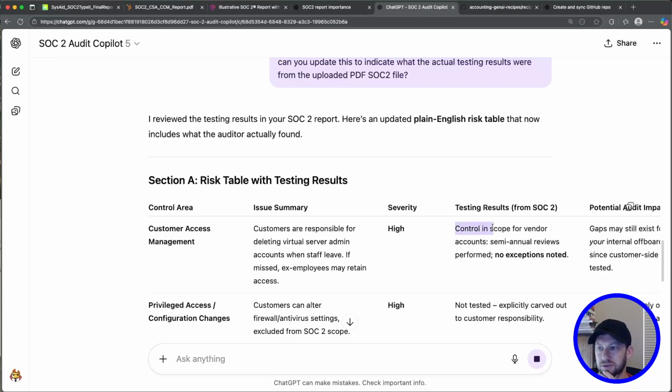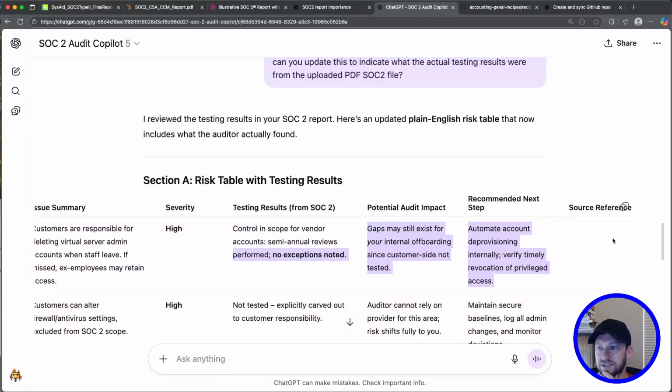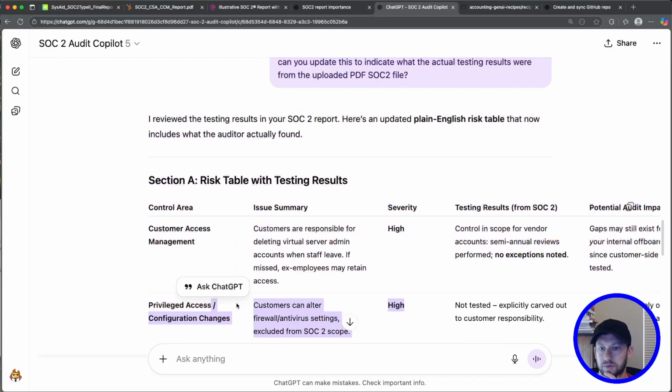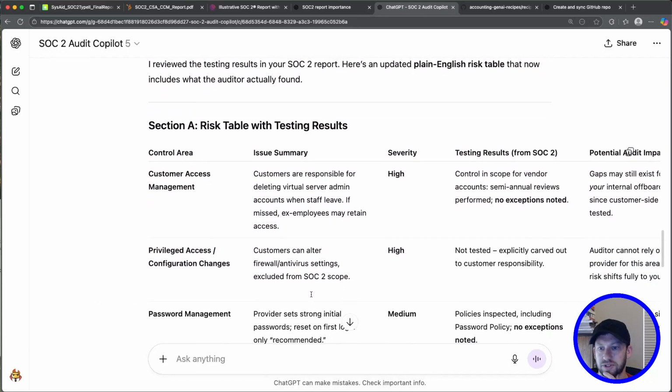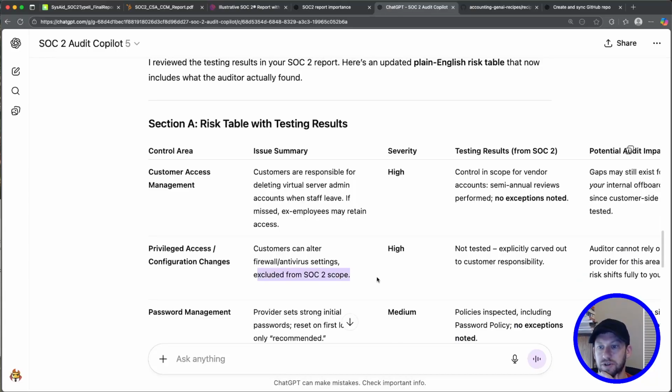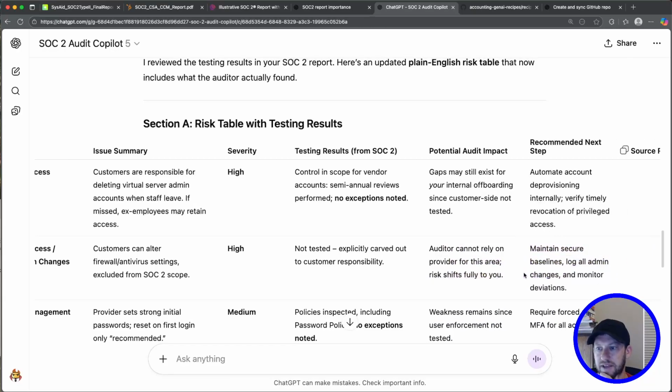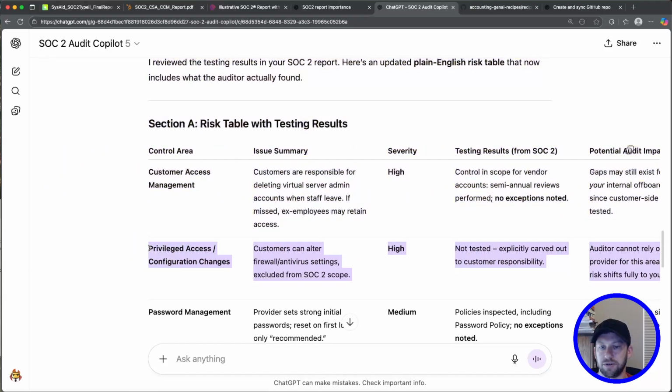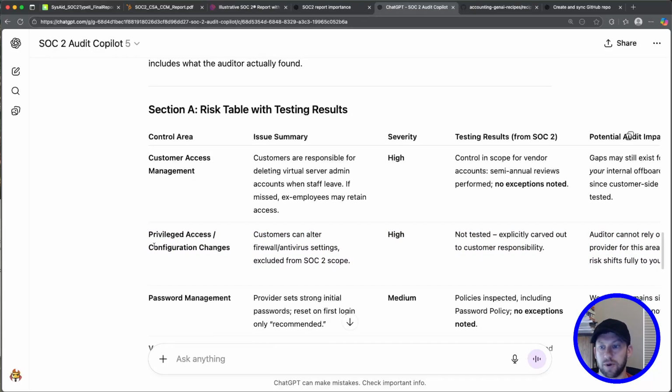But what it says is the control was in scope for the vendor accounts. Semi-annual reviews are performed and no exceptions were noted. So that's good. So it means that in this case, this one is not an issue. This next one where it says privilege accounts, configuration changes, customers can alter firewall antivirus settings, that's excluded from SOC 2 scope. Not tested, explicitly carved out to customer responsibility. So again, this is one that sounds like the risk shifts fully to us as an auditor, if I'm the auditor, or to the company to manage themselves. So this we should see fall into the user entity controls.